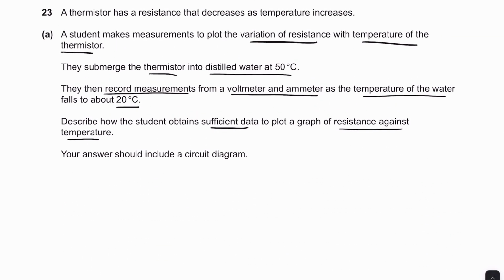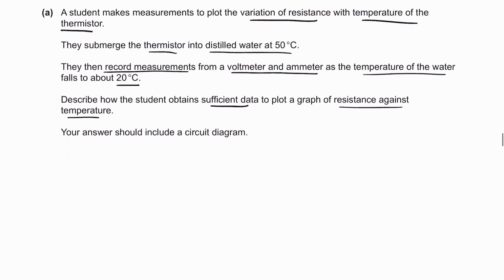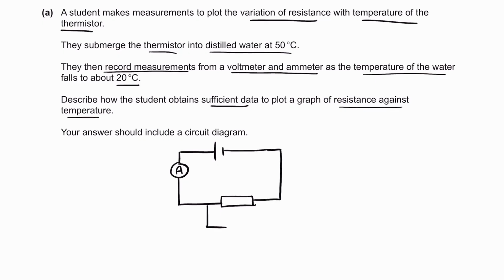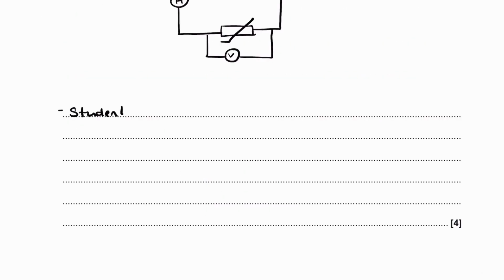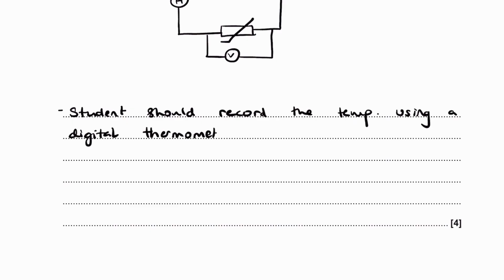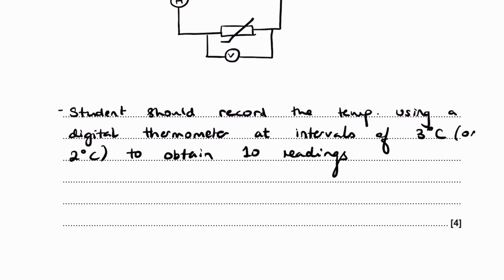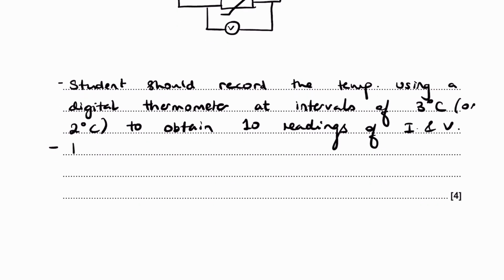Okay, so let's start with the circuit diagram. We can have a cell, an ammeter, a thermistor, and a voltmeter. So there we go. Students should record the temperature, obviously with a thermometer, at, let's say, intervals of 2 to 3 degrees Celsius to get about 10 readings of current and voltage. Then you can calculate the value of R using V over I.